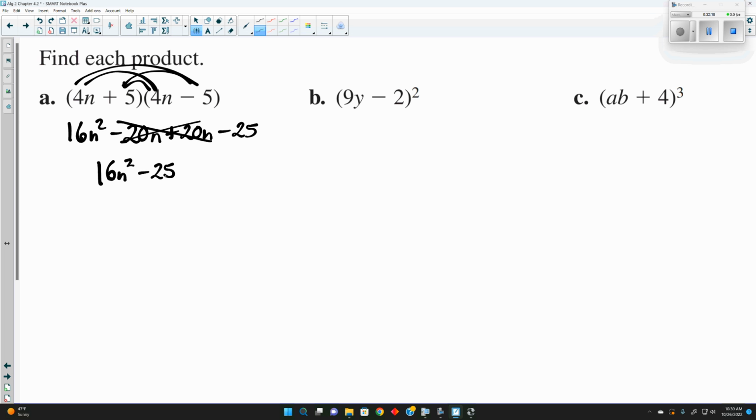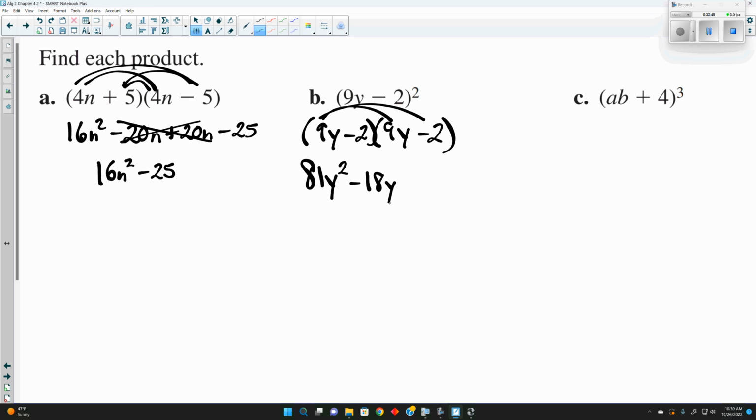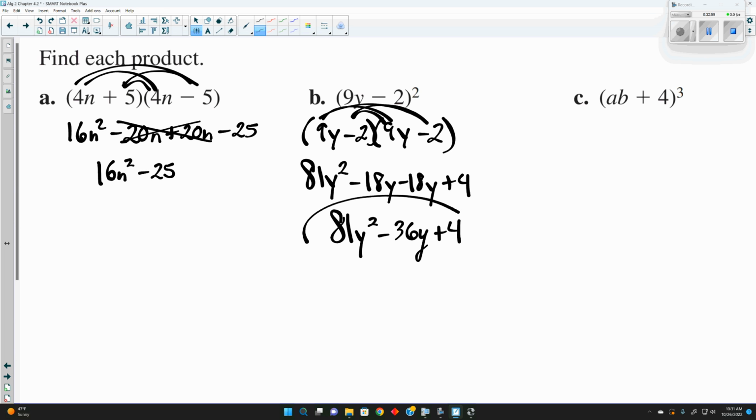Now, I don't see these as being any faster, especially if you're having to keep track of a squared minus 2ab plus b squared. But really all we're saying is that I'm multiplying 9y minus 2 by 9y minus 2. Well, 9y times 9y is 81y squared. 9y times negative 2 is negative 18y. Negative 2 times 9y is negative 18y. And negative 2 times negative 2 is going to be plus 4. So we get 81y squared minus 36y plus 4.